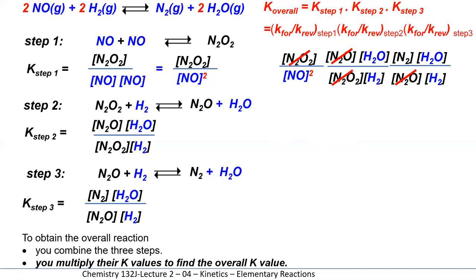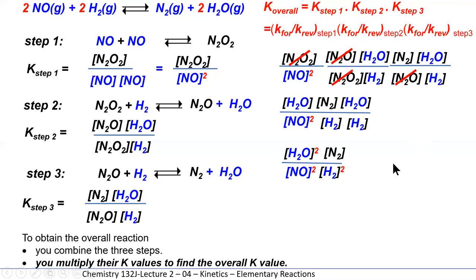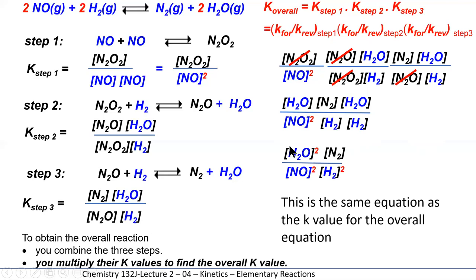And lo and behold, look what we're left with. We group H2O and H2O, and we get H2O squared. And then we get N2. We also group H2, hydrogen gas. There's two of them, so we're going to make it H2 times H2, H2 squared. And again, here's our equilibrium expression. This is the same equilibrium expression you get if you use the overall reaction. And the overall K value would be K1 times K2 times K3.